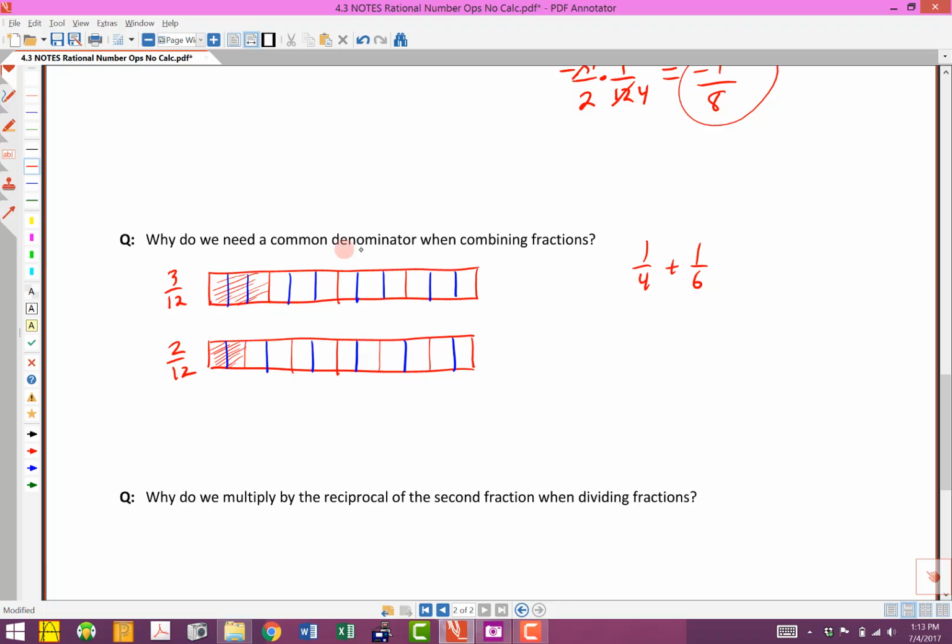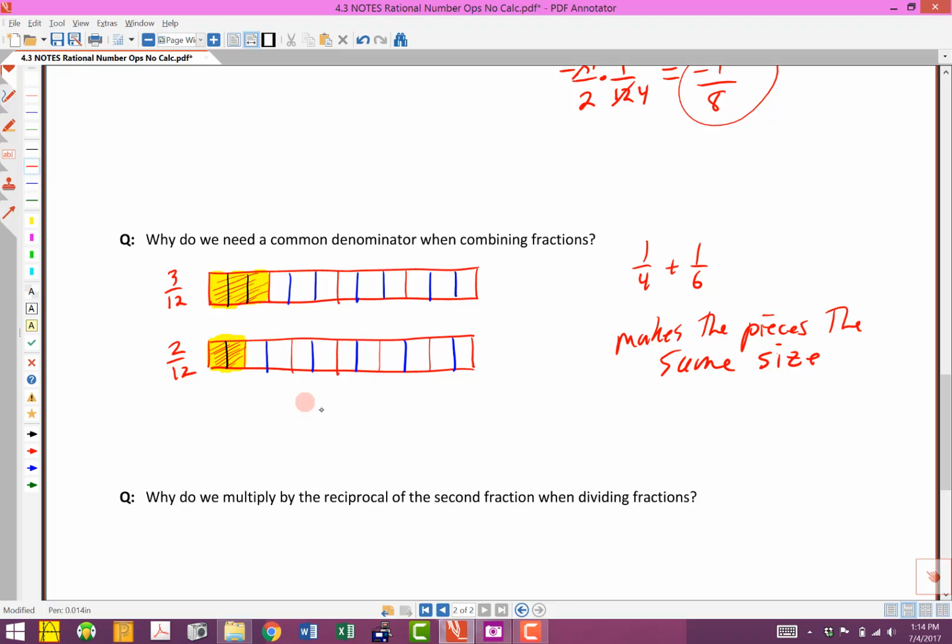So getting a common denominator makes the pieces the same size. That's why we get a common denominator. These were not the same size pieces. When we were talking about this piece right here and this piece right here, they were not the same size piece, so we couldn't combine them together. If we get a common denominator, we slice the pieces so that they're the same size. Now we can go ahead and combine them.